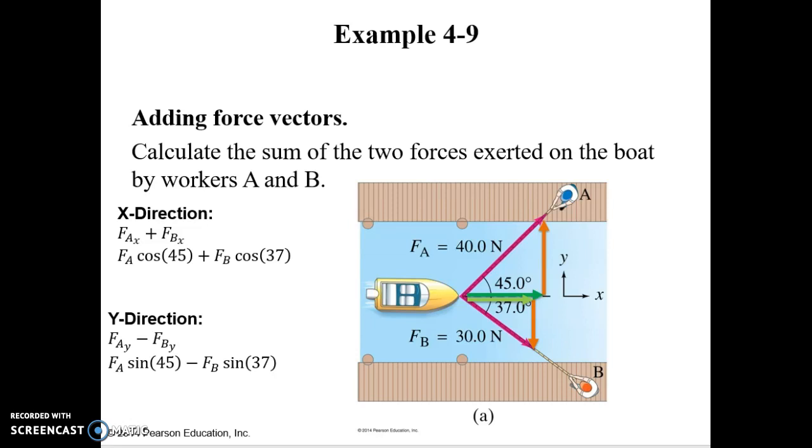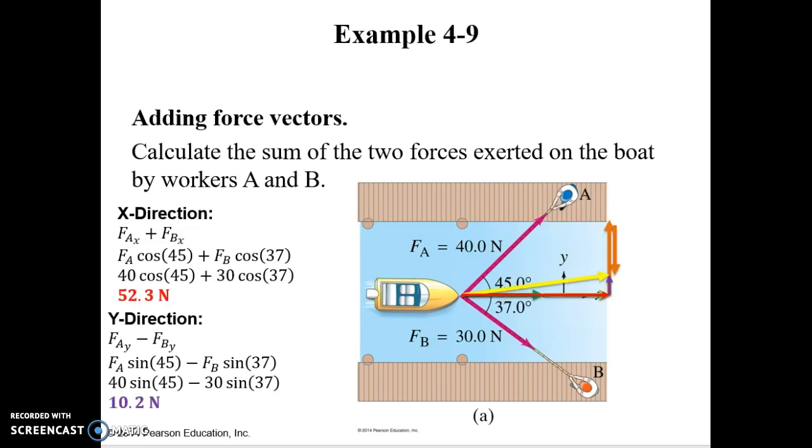By applying trigonometry to these right triangles, we can get Fa cosine of 45 for Fax and Fb cosine of 37 for Fbx. In the y direction, Fa sine 45 equals Fay and Fb sine 37 equals Fby. Now we can plug in the values to get the total resultant components in the x and y direction.